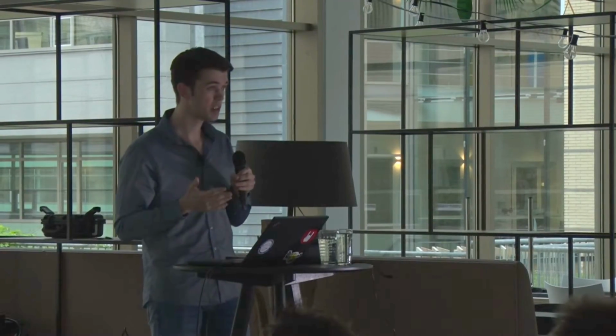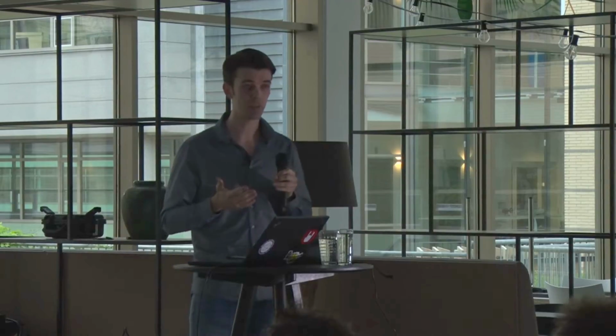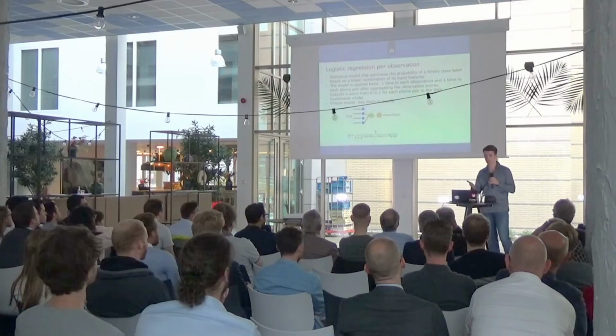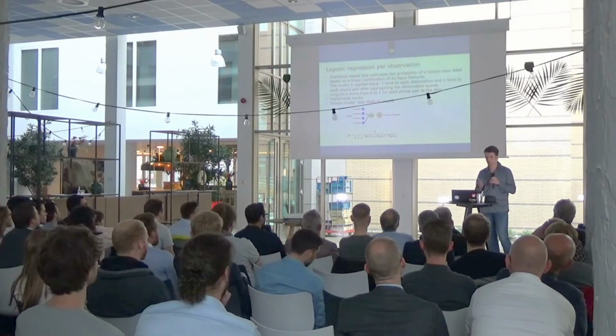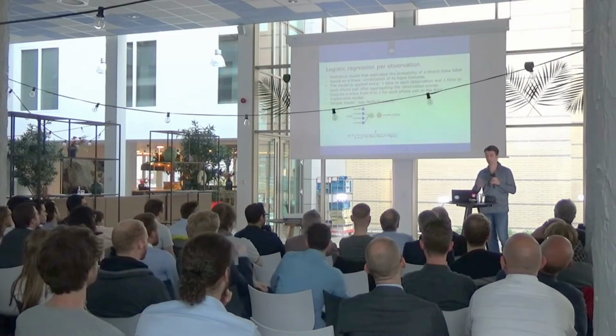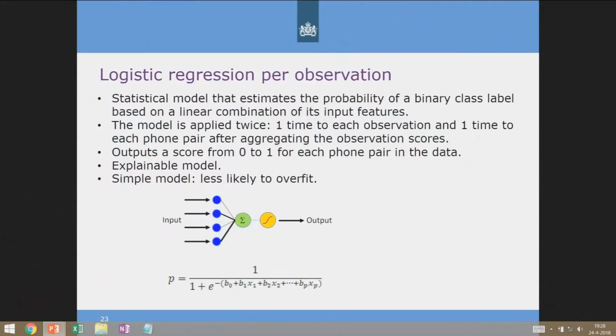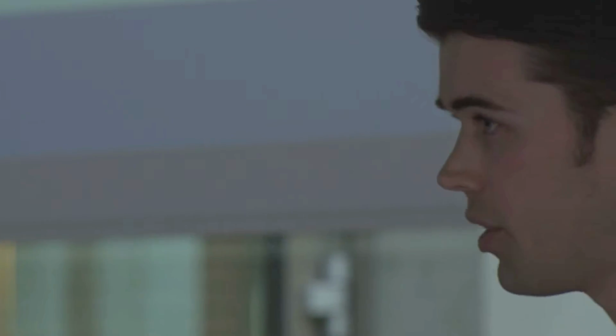One advantage of logistic regression is that it's an explainable model. It's nice to inspect the coefficients of your regression analysis to see what you're actually calculating. And also because it's a simple model, it has a little bit less of a risk of overfitting the data like more complicated models have, like random forest or neural networks. So we use a fairly simple logistic regression for each observation. But the model is actually applied twice.